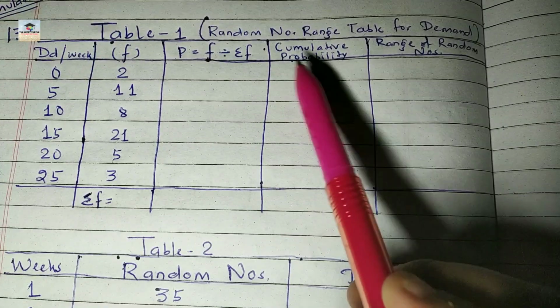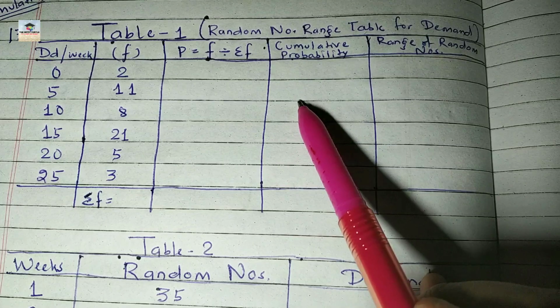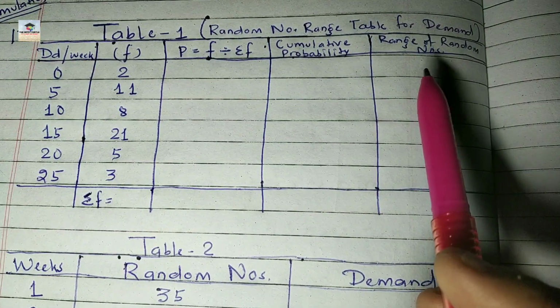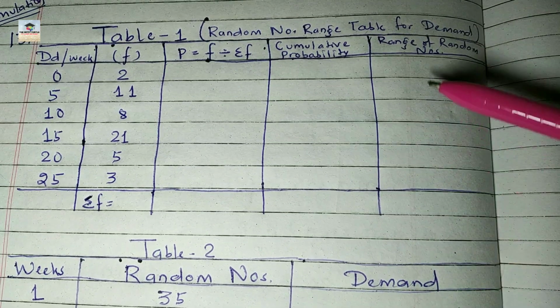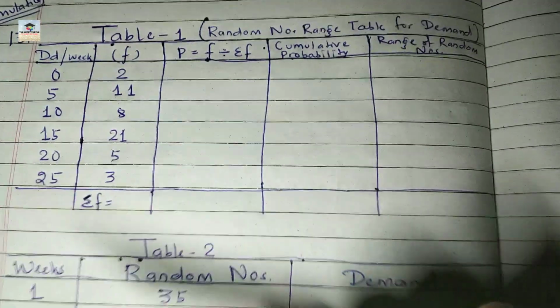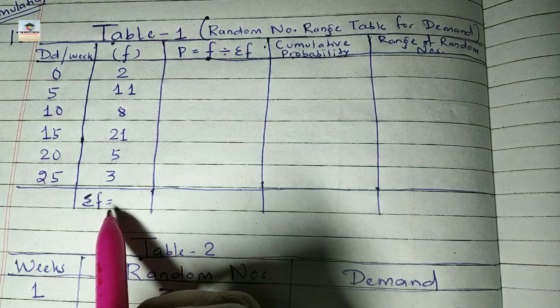यहाँ पर जितना हुआ उसमें अगर आप ये ऐड करोगे, देन आपका क्यूमुलेटिव प्रोबेबिलिटी आएगा. ओके. एंड लास्ट कॉलम जो है वो है आपका रेंज ऑफ रैंडम नंबर्स. This you have to calculate, right? So let's start. डिमांड पर वीक तो आपको बुक में दिया हुआ है, फ्रीक्वेंसी भी आपको दिया हुआ है. So you need to calculate summation of frequency.